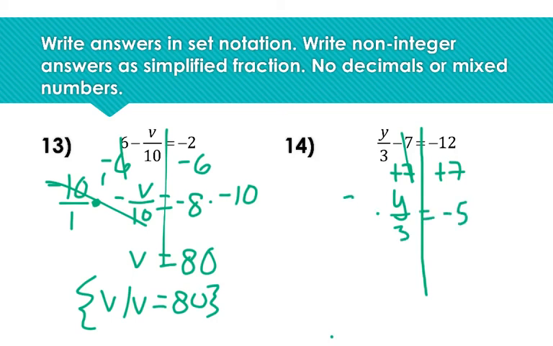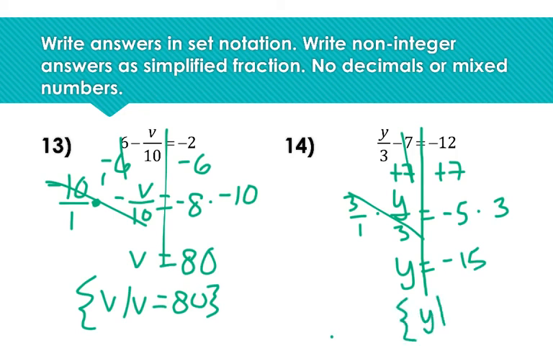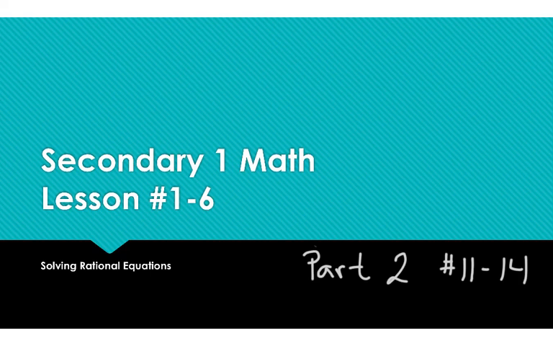Then we're going to multiply by our denominator, which is 3, or 3 over 1. 3 divided by 3 simplifies to 1, so we have y is equal to negative 15. So we should write it as the set y such that y equals negative 15. And that concludes Lesson 1-6 from Secondary 1 Math.